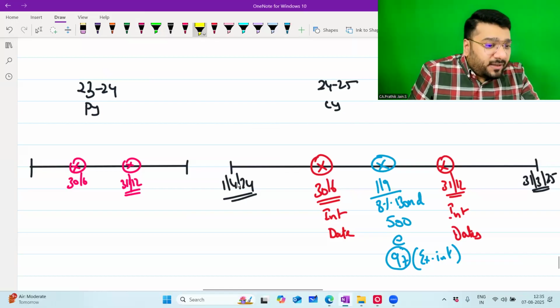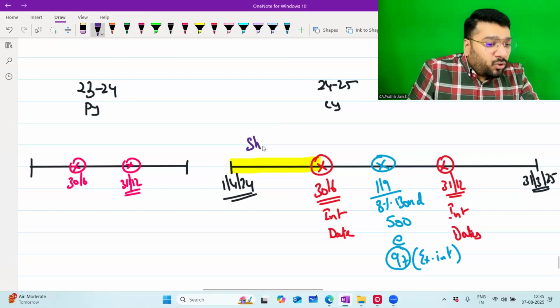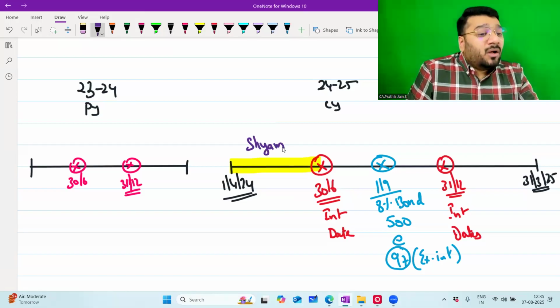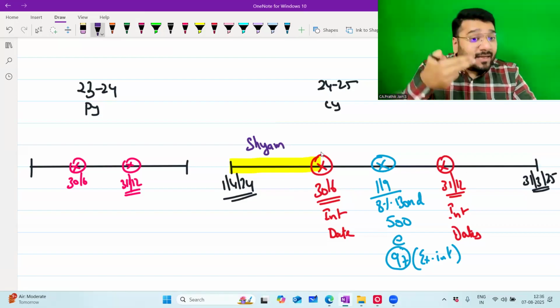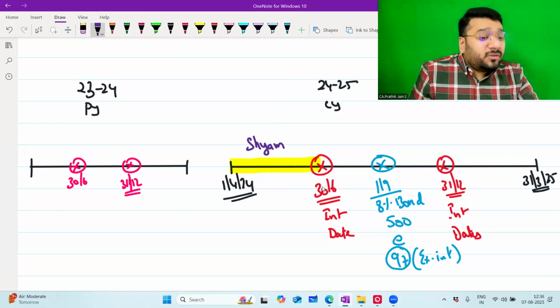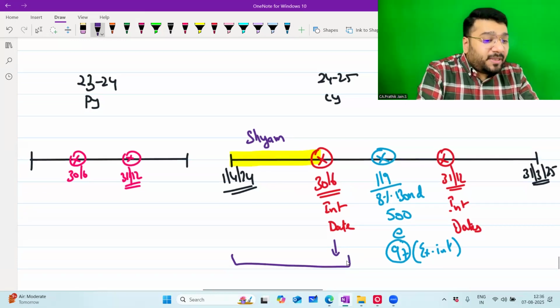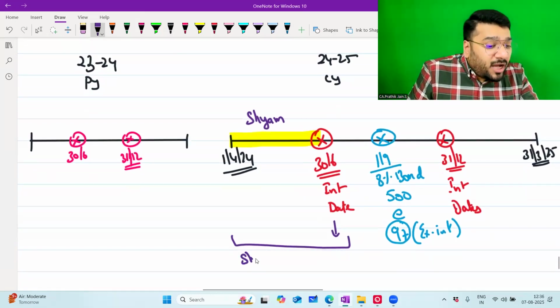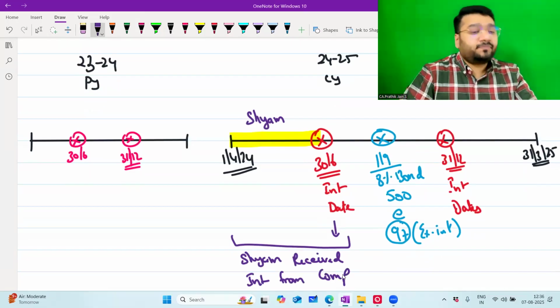From this period to this period, who was holding the debenture or bond? Sham was the holder. On 30 June, who was the holder whose name was appearing in the register? Sham. Which means on 30 June, whatever interest is paid, Sham received. Yes or no? So Sham received interest from the company for this period, 1 April 24 to 30 June. Yes or no?